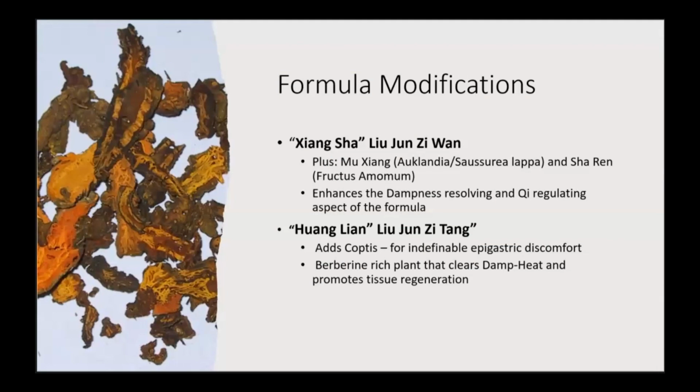This is Xiang Sha Liu Jun Zi Tang, which is another variation of the 6 gentlemen. So you had the 4 gentlemen, now you've got the 6. Then you add Mu Xiang and Sha Ren, which adds 2 herbs. Mu Xiang is really aromatic. You go to any Chinese herb pharmacy, you'll smell this. If there's Mu Xiang, it's one of the big smells. Like, wow, that's really strong. It's very aromatic, and aromatic dries dampness.